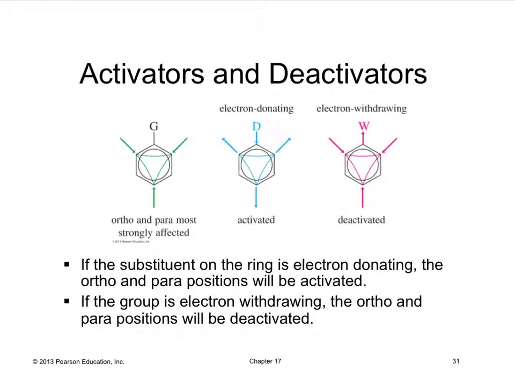Activators and deactivators. If the substituent on a ring is electron donating, the ortho and para positions are activated. So here's when you have a donor, such as the alkyl group. These two, this is ortho, and then para, those are activated. But if you have an electron withdrawing group, W, the ortho and para positions are deactivated, so then you have preference at the meta position.